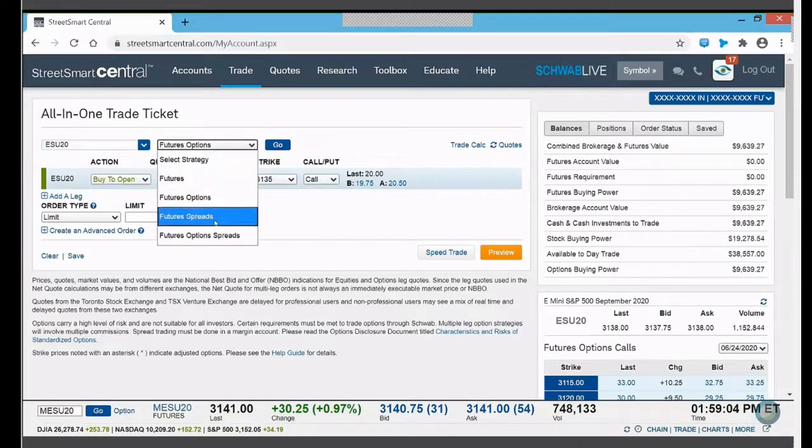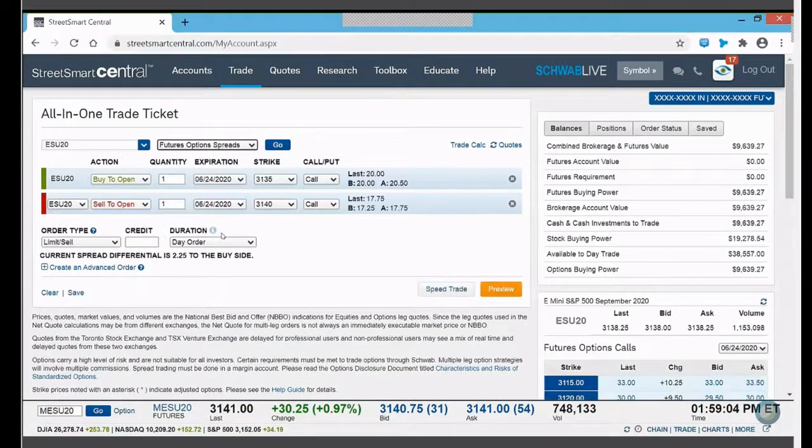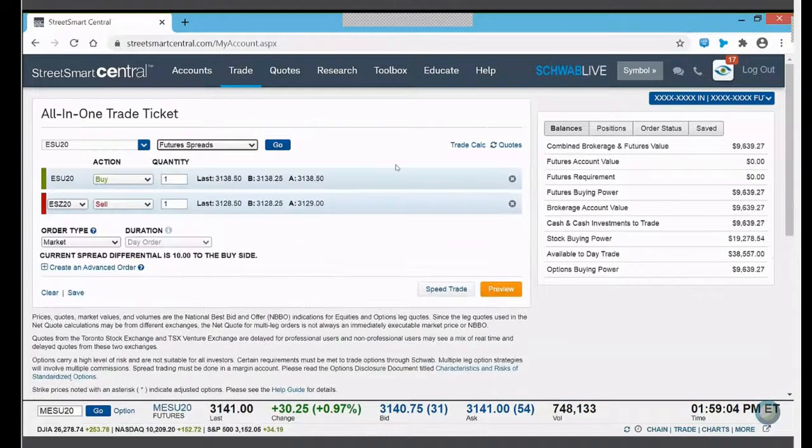Then we have futures option spreads. So any kind of option spreads for equities, whether it's call spreads, put spreads, calendar spreads, straddles, strangles, any 2-legged type of spread you could do in equity options, you could also do in futures options as well. And then there's a 4th type of order, and this is kind of unique to futures.